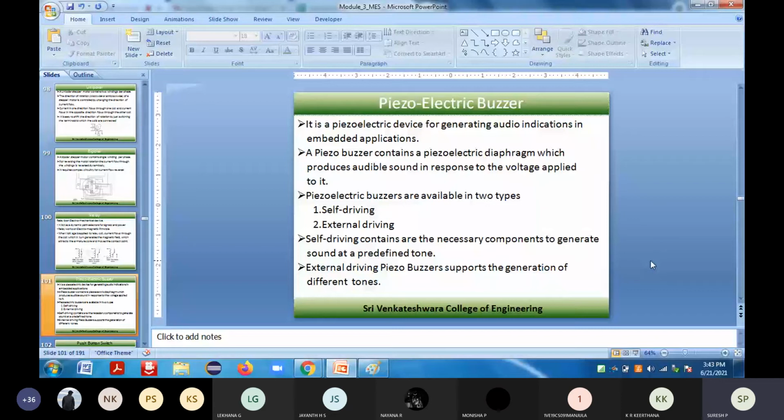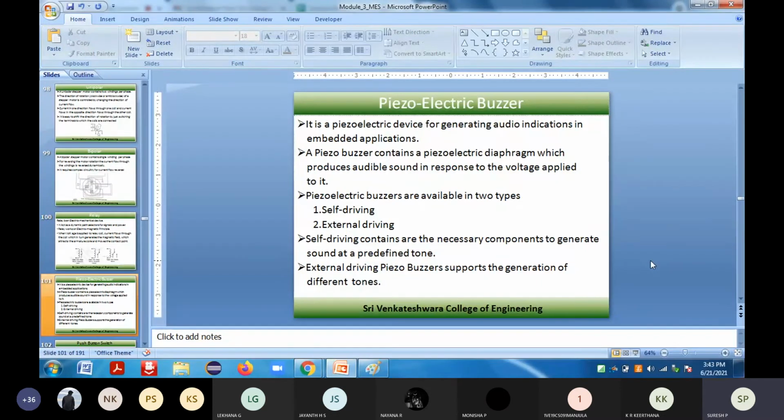Even the signal indicator is a type of embedded application, because when you put the switch to the right side, only the right side indicator has to turn on. When you turn it to the left, only the left side indicator has to turn on. So it's also one of the embedded devices you use in your day-to-day life. Now, with respect to the voltage applied to the piezoelectric diaphragm, it is going to produce the audible sound.